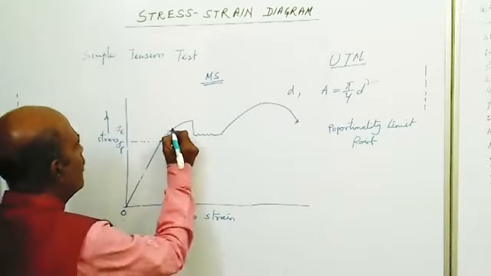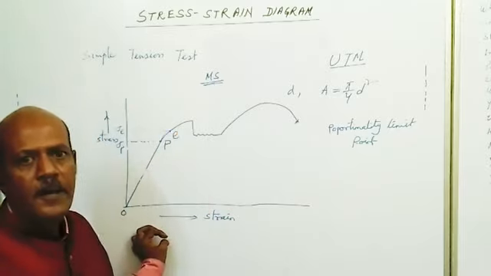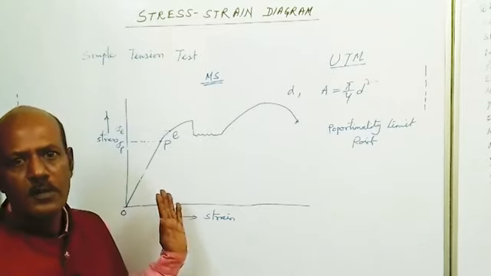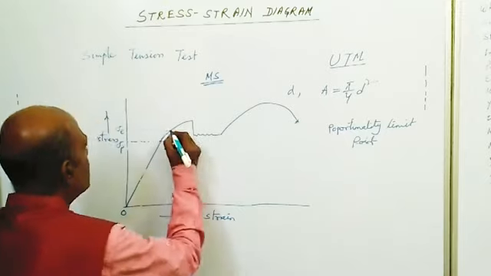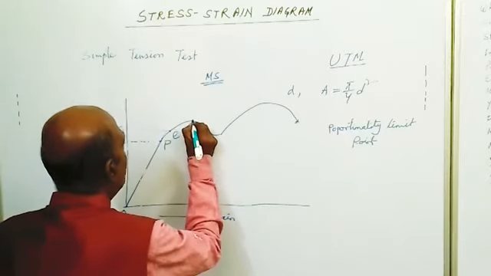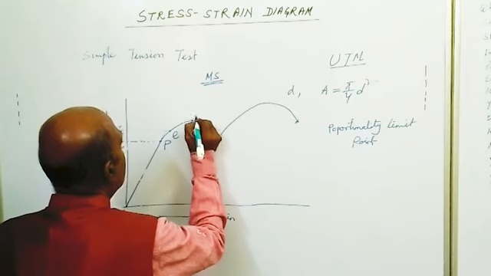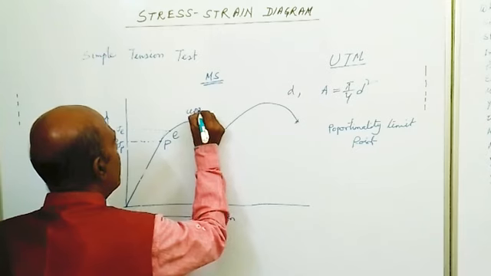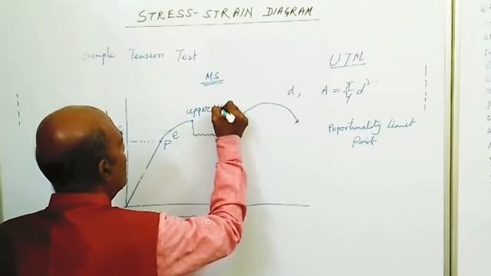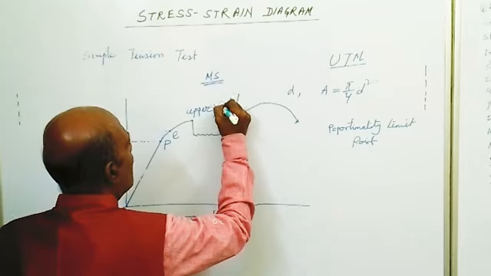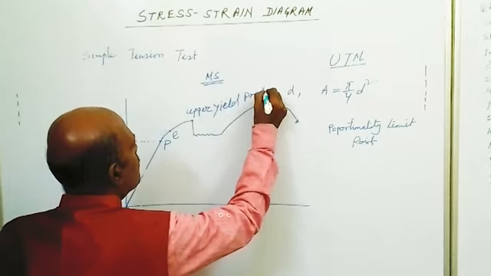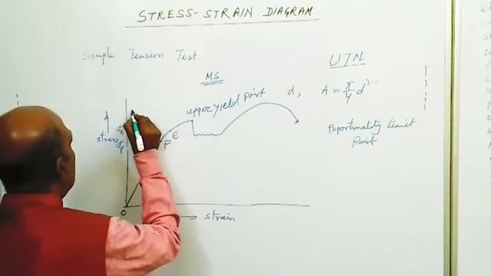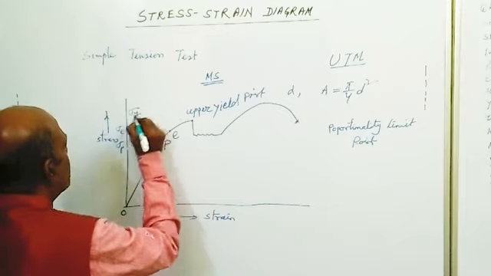But beyond this, if we load the body, after removal of the external load there will be some permanent deformation present in the body. Now if we load the body beyond this point, we will get this point, that is called the upper yield point. So the corresponding stress is given by sigma y, the upper yield point stress.